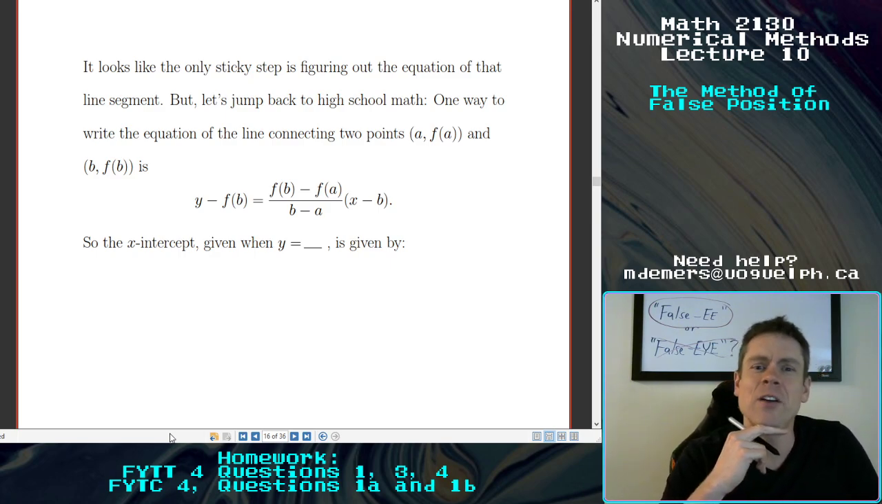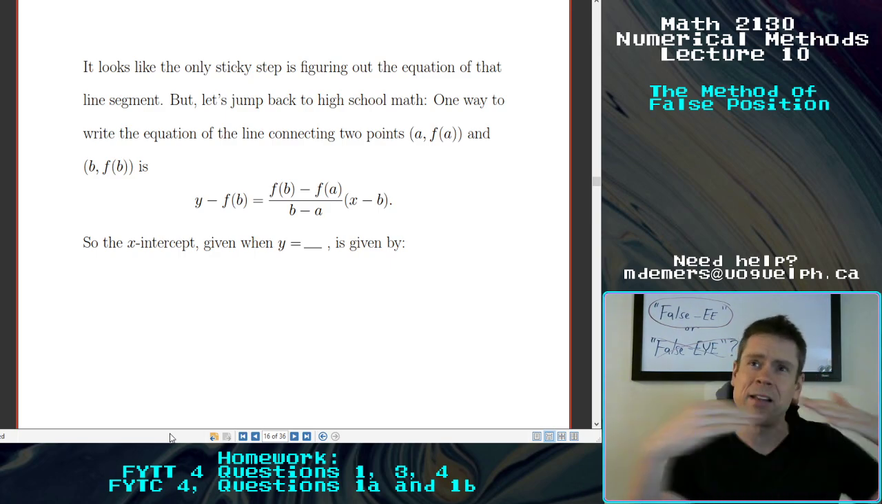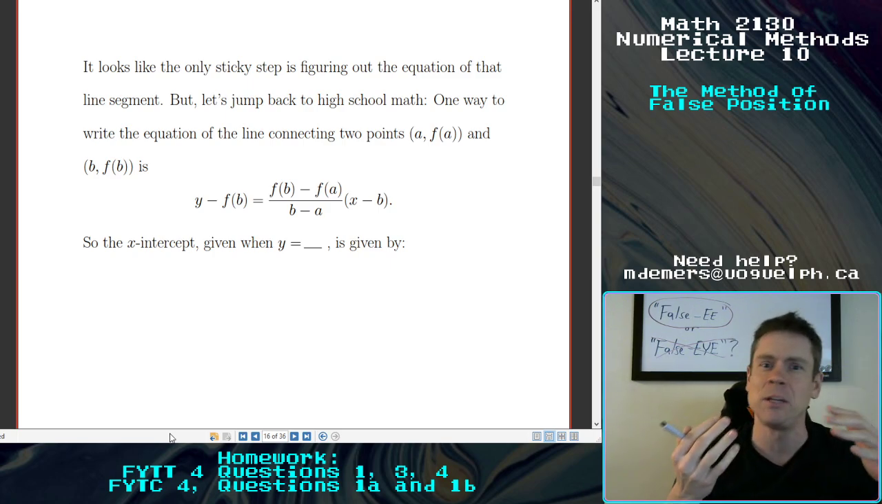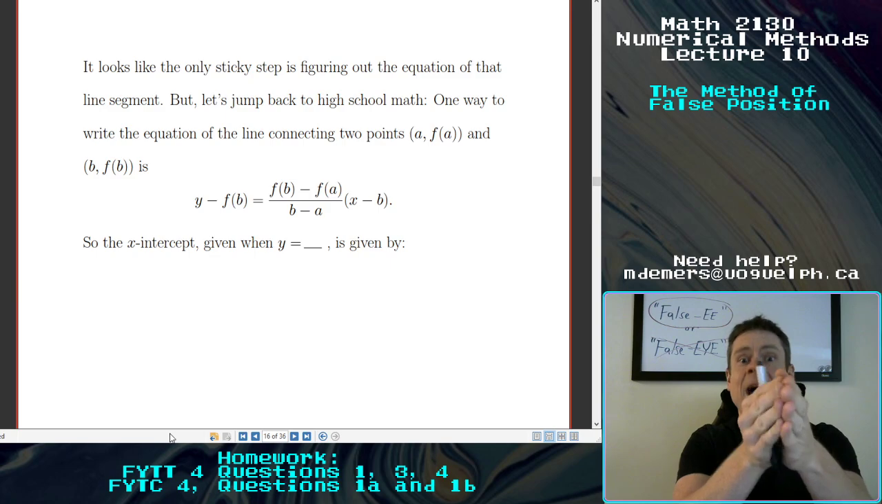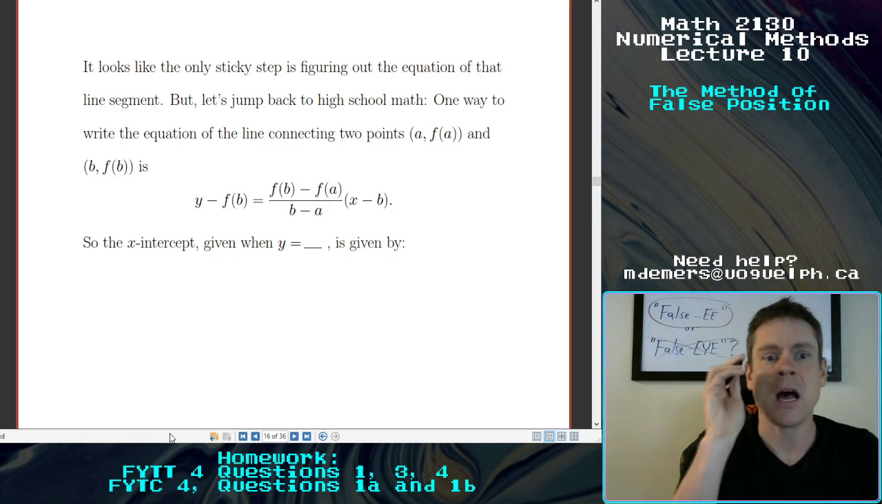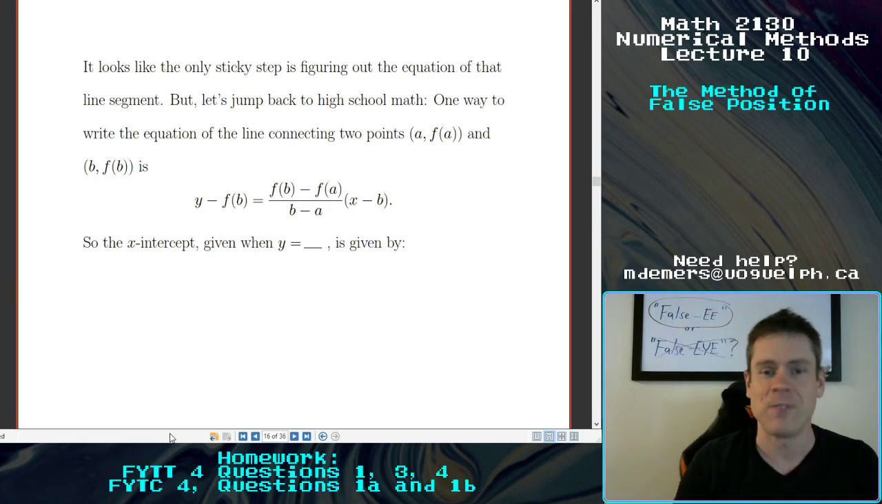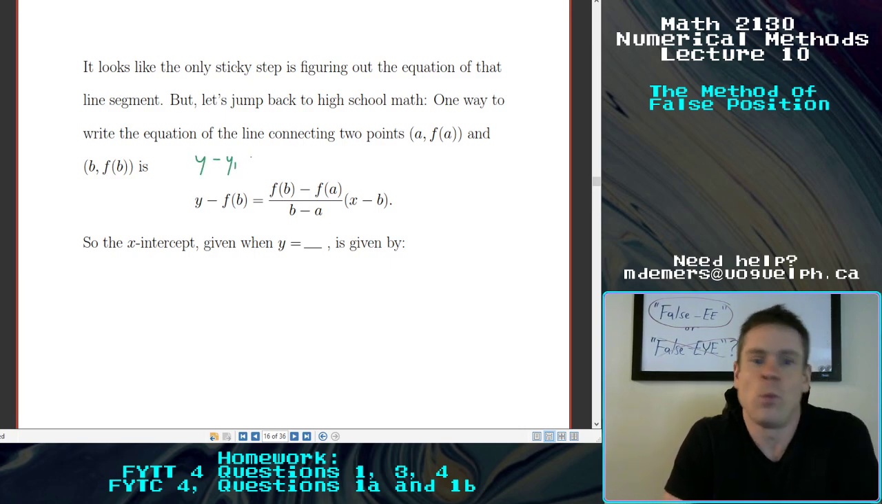Because if we want to figure out what the root of that is, we're going to need what that line segment is, and that's going to involve a little bit more calculation than simply dividing an interval in half and taking the midpoint. But we can use some simple functions to do this. Let's remember the equation of a line that connects two points, because that's what we need here. The general formula, of course, is y minus y1 equals m times x minus x1.